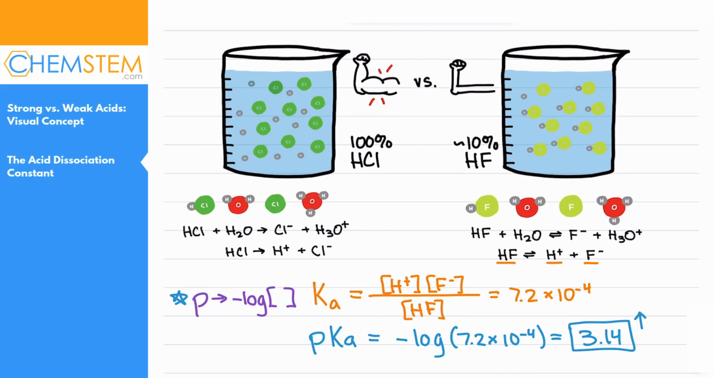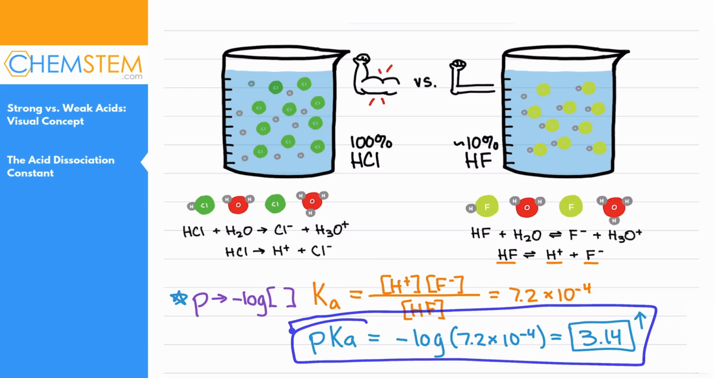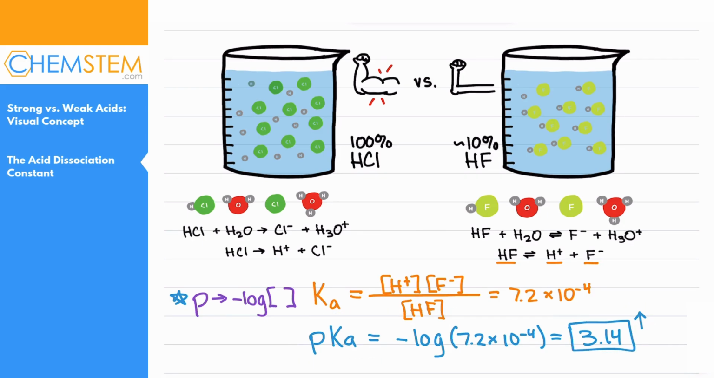It's weak if the Ka is really small. But since we take the negative log of the Ka, and we look at the pKa often, just because it's an easier number to think about, a larger and larger pKa means that the acid is weaker.